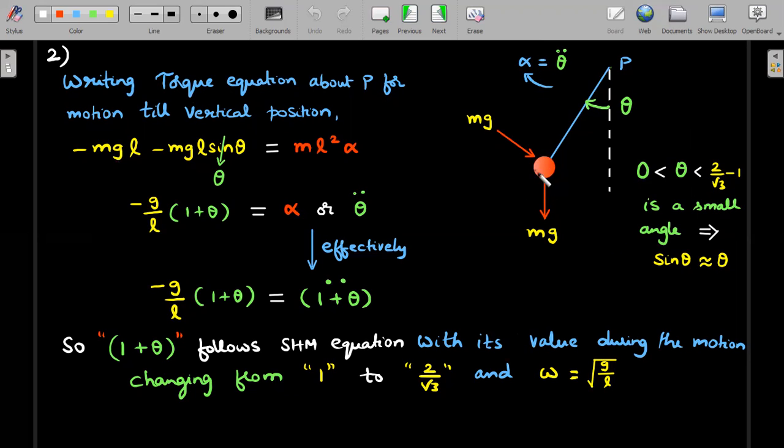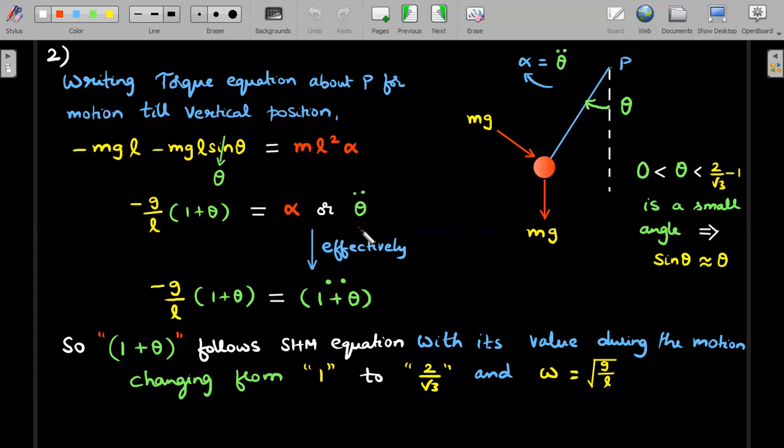Both these torques would be clockwise, whereas the angle theta that you marked, and thus the alpha, which is the double differential of theta, theta double dot meaning d square theta by dt square, is taken as anti-clockwise. So to respect that, I have put the minus sign here and plus sign here, which is important for our SHM equation. So rearranging and writing sine theta as theta here, you'll end up getting minus g by L times (1 plus theta) is alpha, or simply theta double dot.